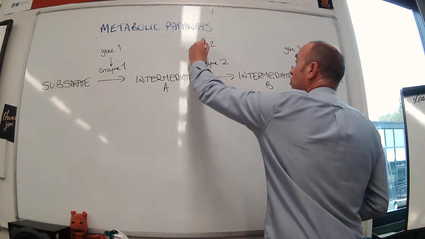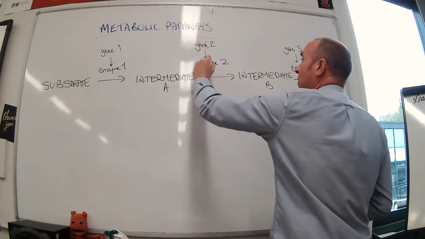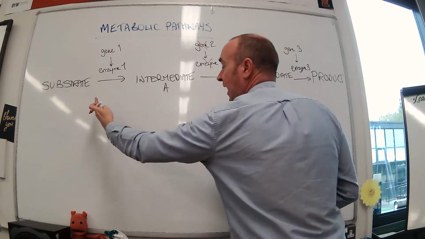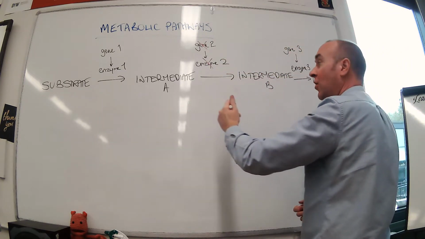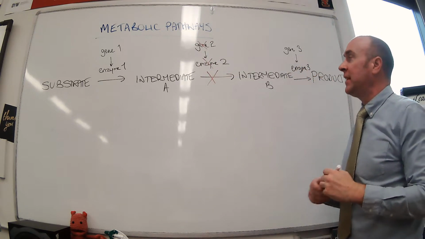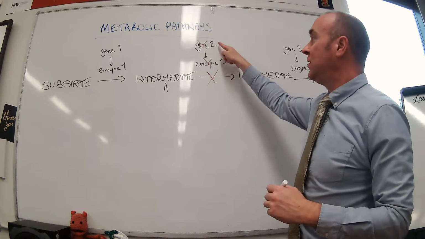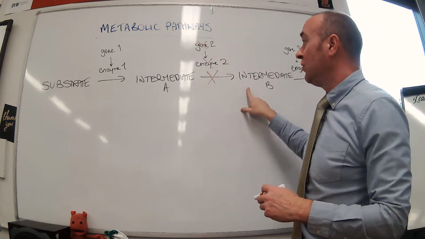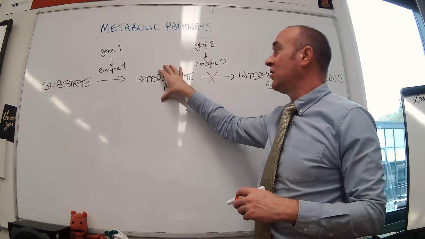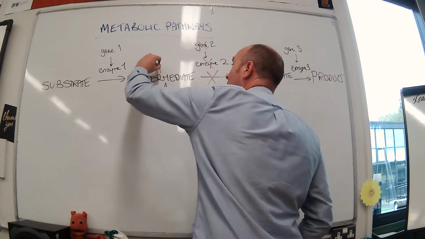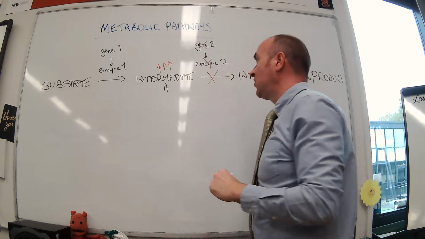So if a mutation took place in gene 2, which meant that enzyme 2 was not produced, then this pathway would start to break down because this reaction wouldn't be able to happen. What would happen as a result of gene 2 being mutated to the point enzyme 2 couldn't be produced and this reaction couldn't take place is that intermediate A would start to build up. So we would get an accumulation of intermediate A in the cell.